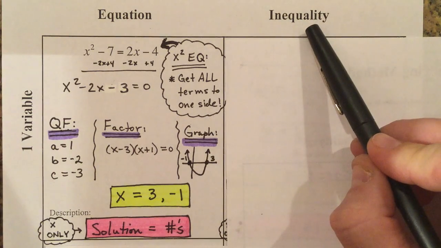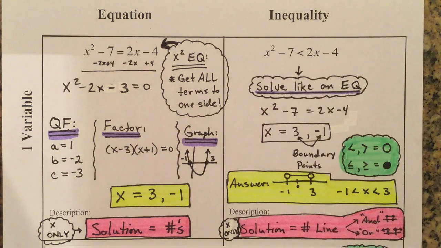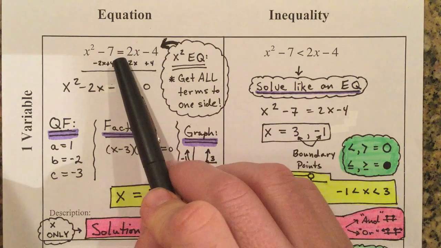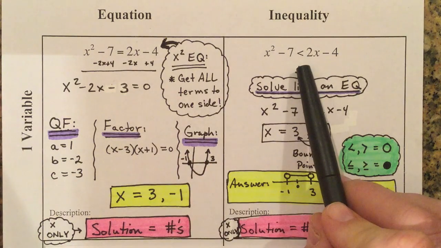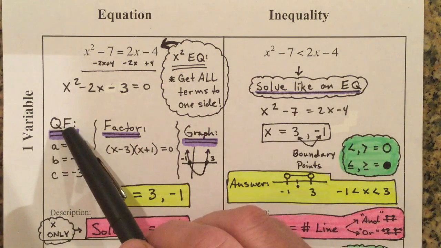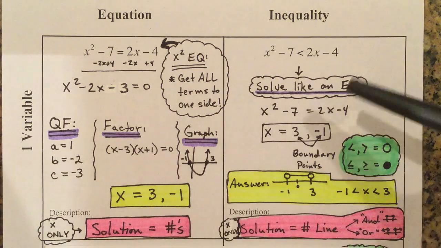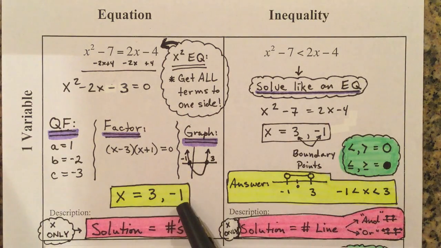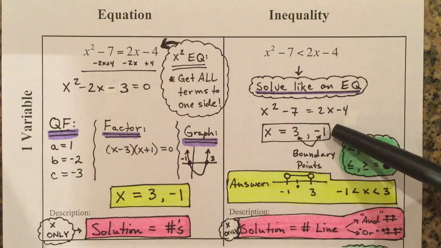As soon as you start throwing in an inequality, for example, like the next box, you're going to notice the only difference now is it changes from an equal sign to a less than symbol. You still solve them like equations, so you use one of these three methods, quadratic formula, factor, or graphing, get your answers, which are 3 and -1, but now they become the boundary points.